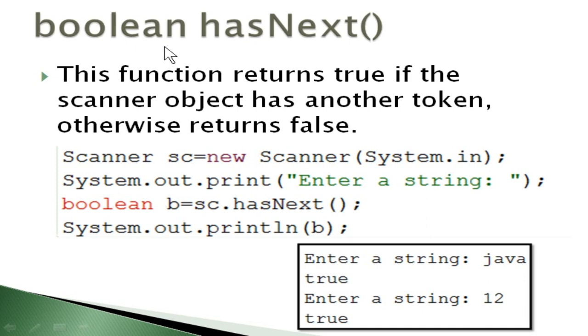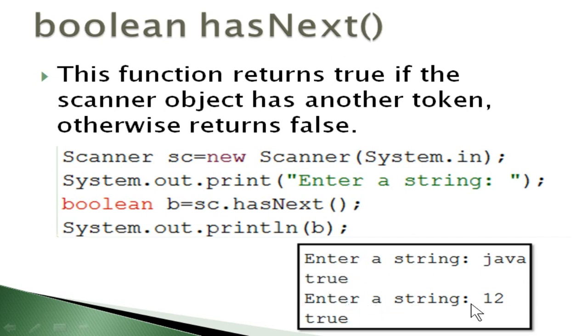Next is hasNext. This function returns true if the scanner object has another token, otherwise returns false. You know, Java accepts all the input as string. So if you enter any value, whether it is a number, a decimal digit, a string, or a character, everything will be accepted as string. That's the reason you can see in the first example, enter a string Java, and true is being displayed because it is a string.